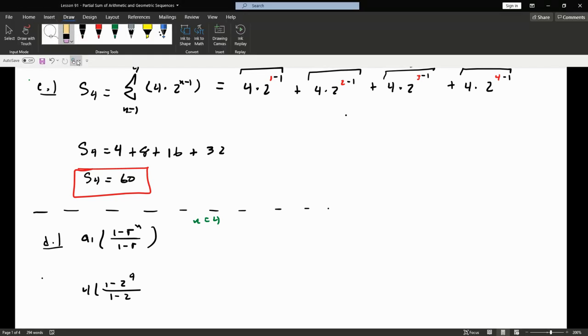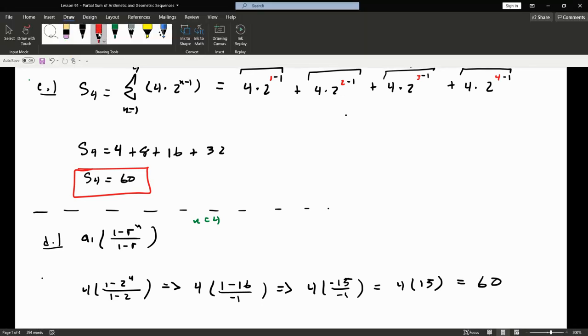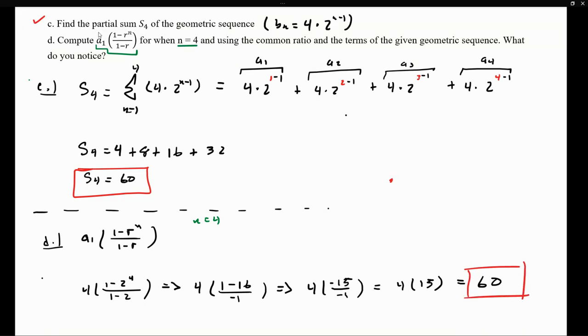And let's see what this result gives me. If we simplify this, we're going to get 4 times 1 minus 16, over 1 minus 2, which is negative 1. Let's continue simplifying. We get minus 15 over minus 1. So this is equivalent to 4 times 15, which is also equivalent to 60. What relationship do we notice here? We can see that C and D have the same result. So perhaps we can use this formula to properly identify the partial sum of a geometric sequence.